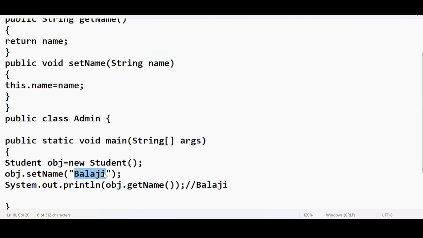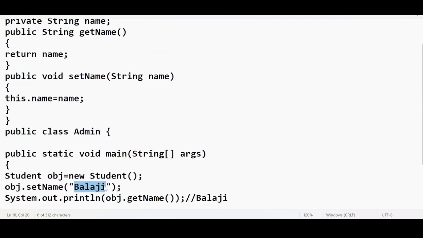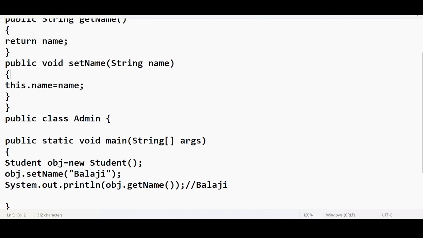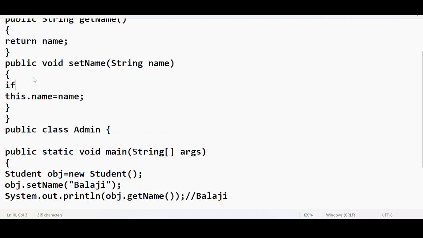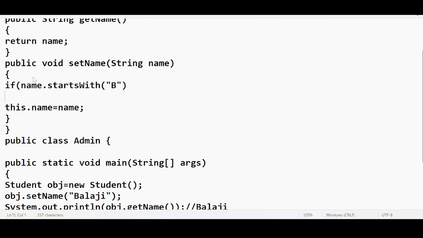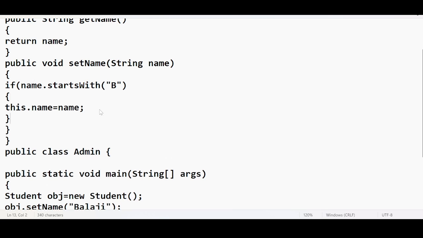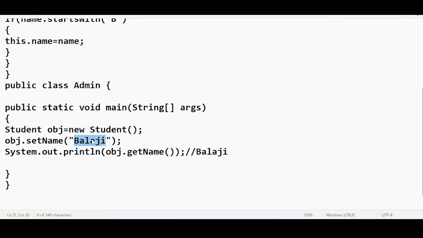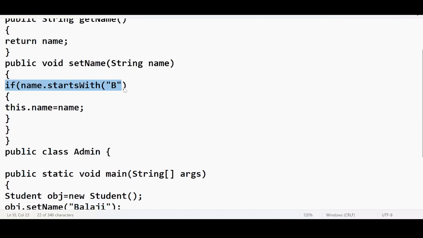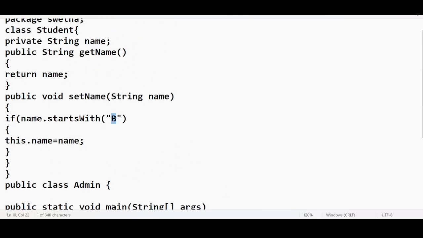So here, if I want to set this value Balaji, I can give a conditional check like if name dot startsWith B. Only set the value Balaji if name dot starts with B. I can set any name. So this is the control I have with the setters.